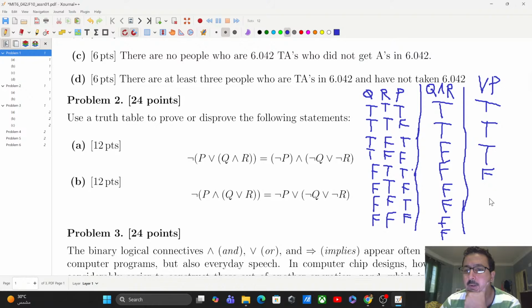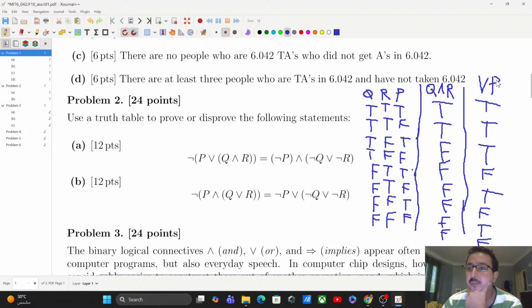Oh my god. True, true, true. False, true, true. True, false, true. False, false, false. True, false, true. False, false, false. Where are we? True, false, true. False, false, false. How many ones? 1, 2, 3, 4, 5, 6, 7, 8.